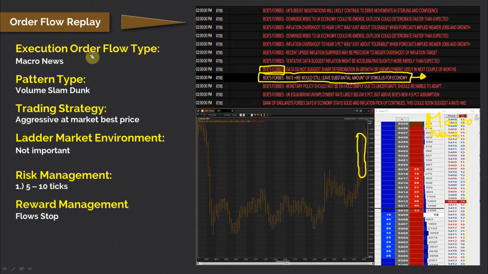So the execution order flow type that we're looking at here is macro news. Okay, so that's the news section that we're looking at. The pattern type is more or less a volume slam dunk, or you could classify it as a news slam dunk.